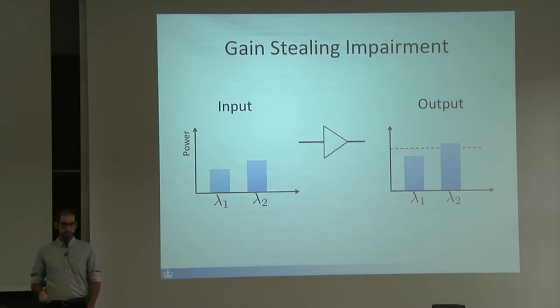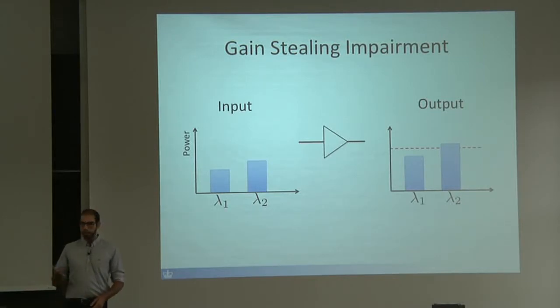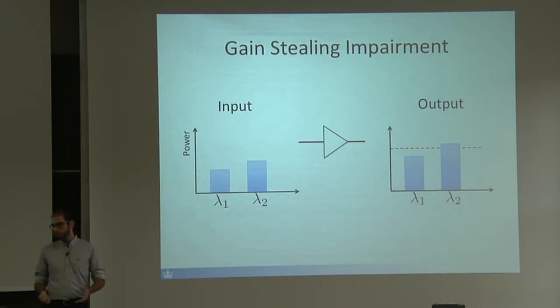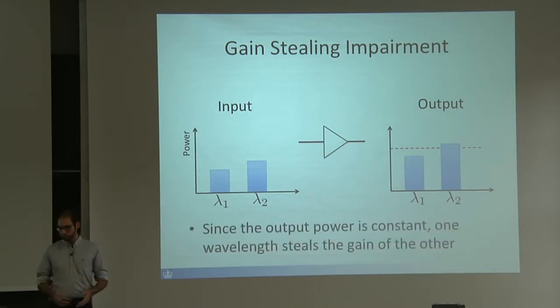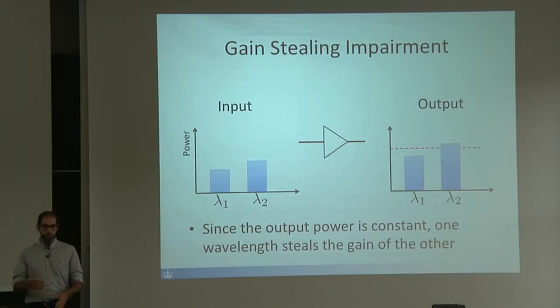So this is known as gain stealing, and it happens because these amplifiers have a constant output power. So when the amplifier is saturated, increasing one wavelength can actually decrease the power on the other wavelength, making it lower than it should be. So this is an impairment that we'll use in the evaluations.